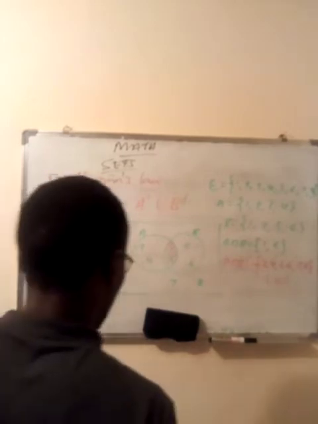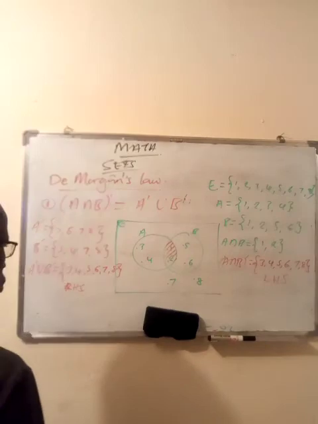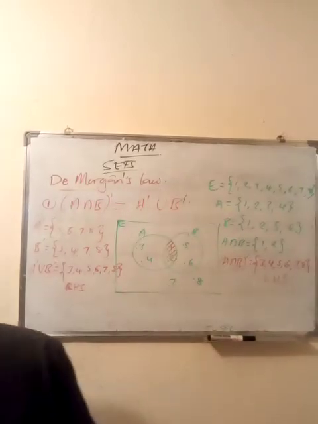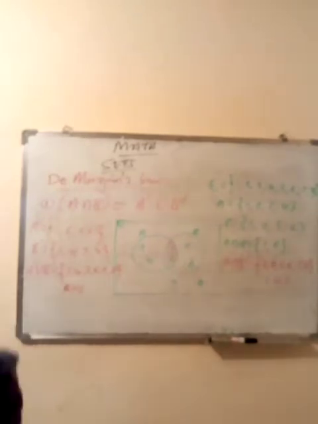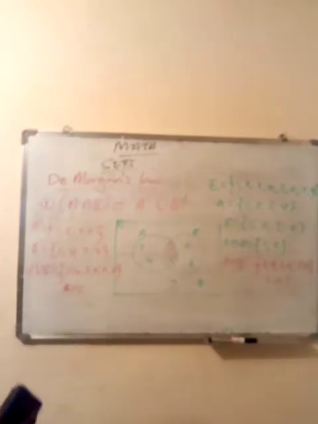If we are saying that X is a member of A intersection B complement, it means that X is not part of the shaded region there. Okay? It is not part of the shaded region. So in other words, we're saying that X is not a member of A intersection B. Okay?